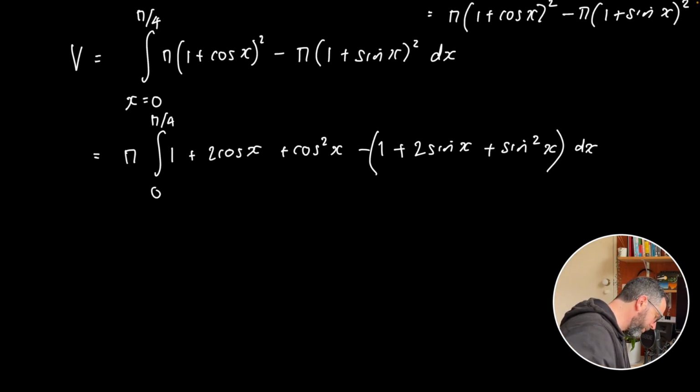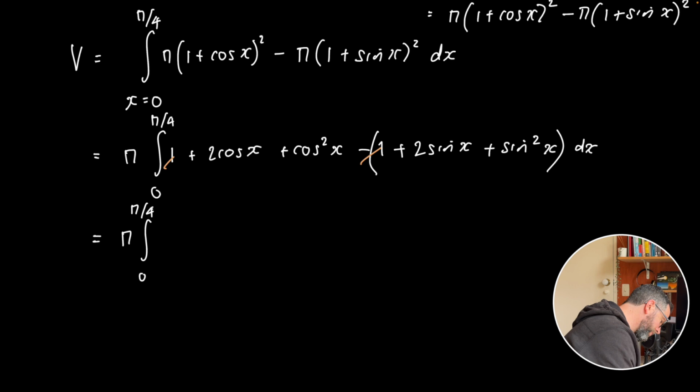Now the things that we don't like integrating are cosine squared and sine squared, but maybe you've done enough of these now that you might have a clue that using trig identities will help us out here and turn them into things without squares. So it's going to be pi times the integral from 0 to pi over 4. I also see that my 1 and my -1 are going to cancel each other out.